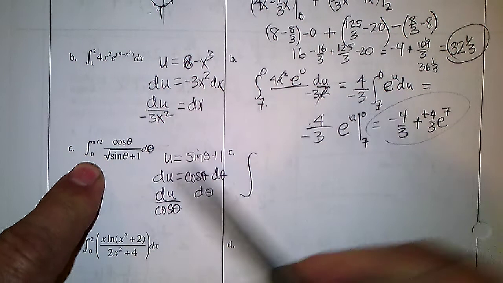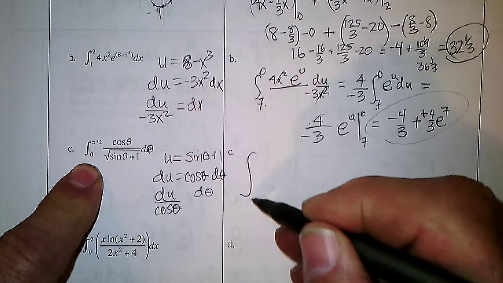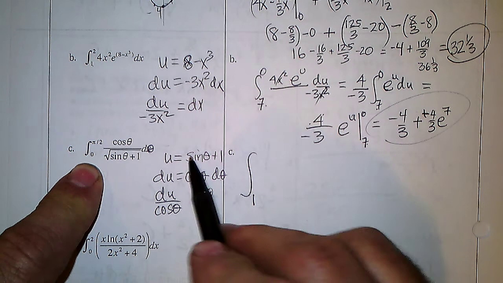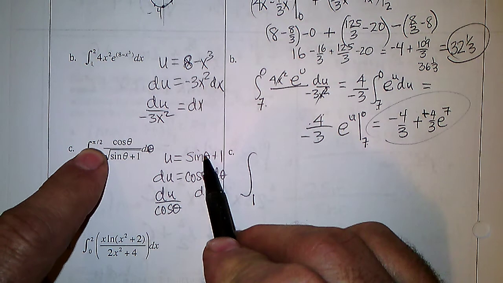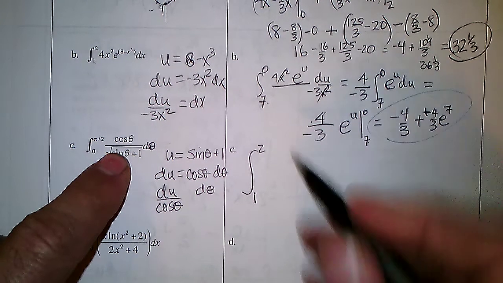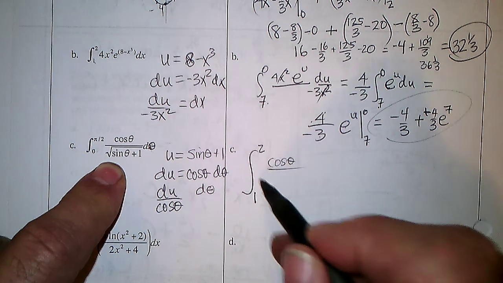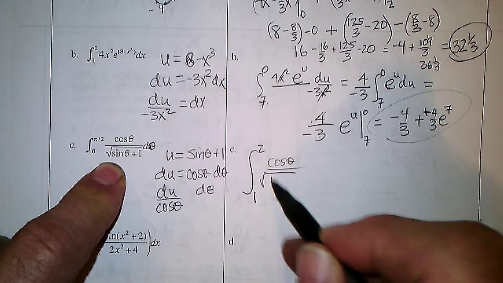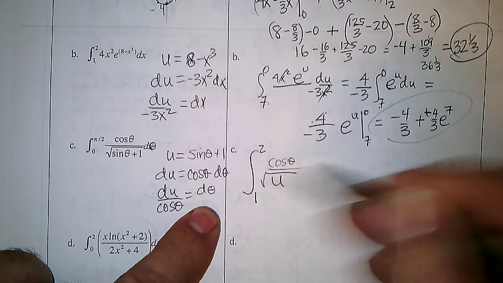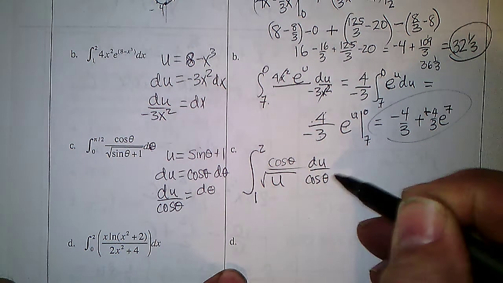And so we're going to have the integral. Now the limits are changing. If I put 0 in, sine of 0 is 0 plus 1 is 1. And if I go to pi over 2, sine of pi over 2 is 1 plus 1 is 2. I have cosine of theta, I haven't changed that one, over square root of u, and d theta is equal to du over cosine theta.